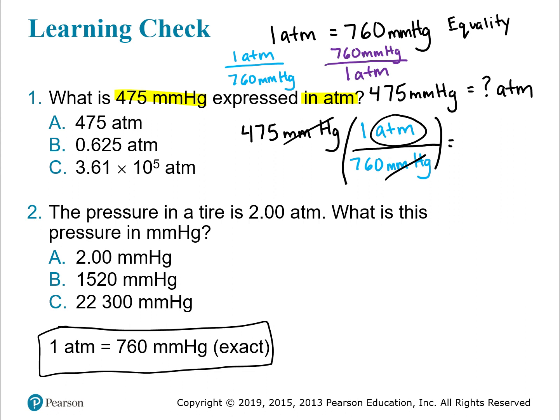You can try it in your calculator if you'd like. You're taking 475 and dividing by 760. It's B. Now, we could have done this one without even touching our calculator, and I'll tell you how.